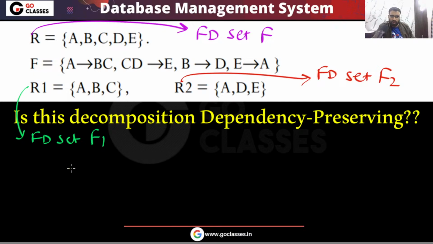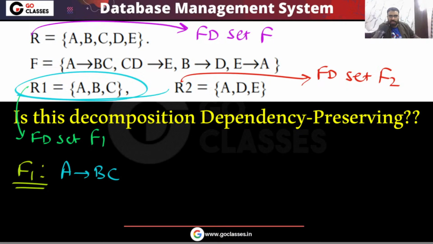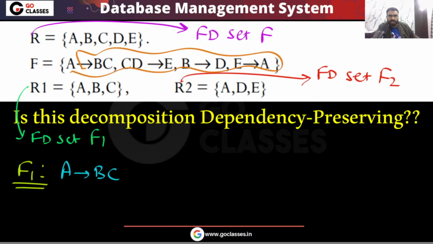So first let's focus on F1. What FDs will hold among these attributes ABC? You can easily see what A can determine. Yes, A can determine BC. So this FD will hold in the relation R1. What about B? Can B determine A, C? No, B cannot determine A, C. You can find the B closure, that will not contain A, C. What about C? Can C determine A, B? No. You can find the C closure, that will not contain A, B.